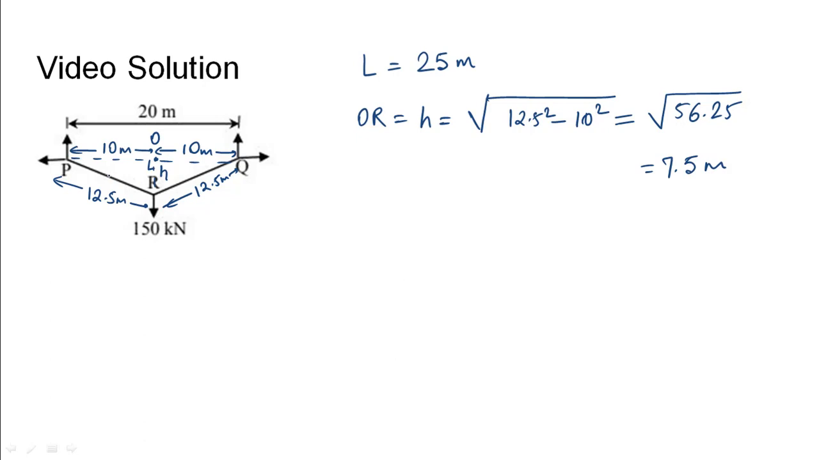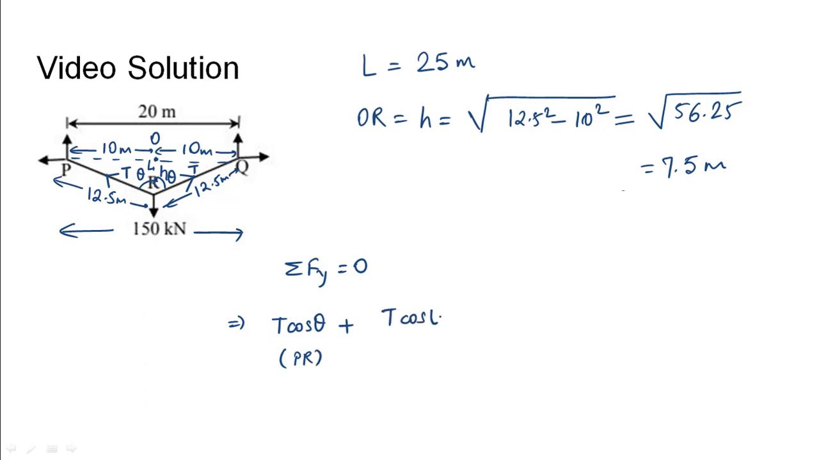Now to find the tension in the cable, since this is a symmetric system, we can assume the tension in both cables will be the same, which is T and T. The angles will also remain the same, theta and theta. To do the vertical forces summation 0, we take T cos theta from the left in the cable PR and T cos theta from the right in the cable RQ and equate this to the net downward load, that is 150 kilonewton in this case. This would give 2T cos theta as 150 kilonewton.